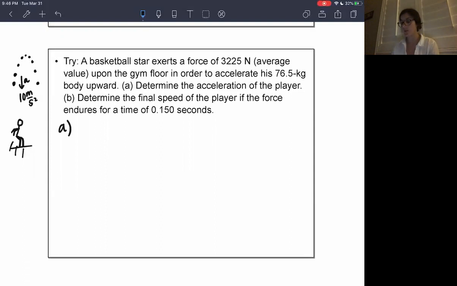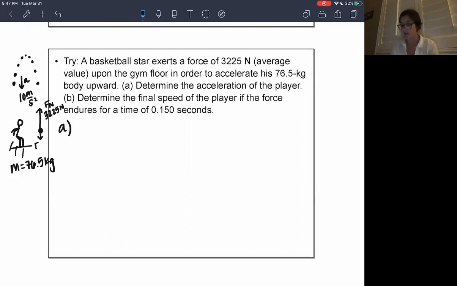So I'm going to draw a quick diagram here. I know that he has a mass of 76.5 kilograms. I don't know what his acceleration is. That's what I'm trying to find. But I know that he exerts a force of 3,225 newtons on the floor. That means that the floor is exerting an equal and opposite force on him. So the normal force he experiences is 3,225 newtons.